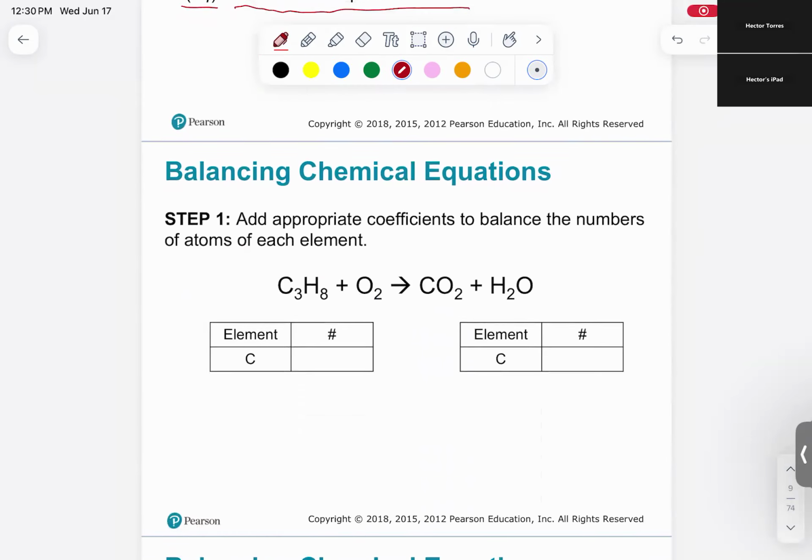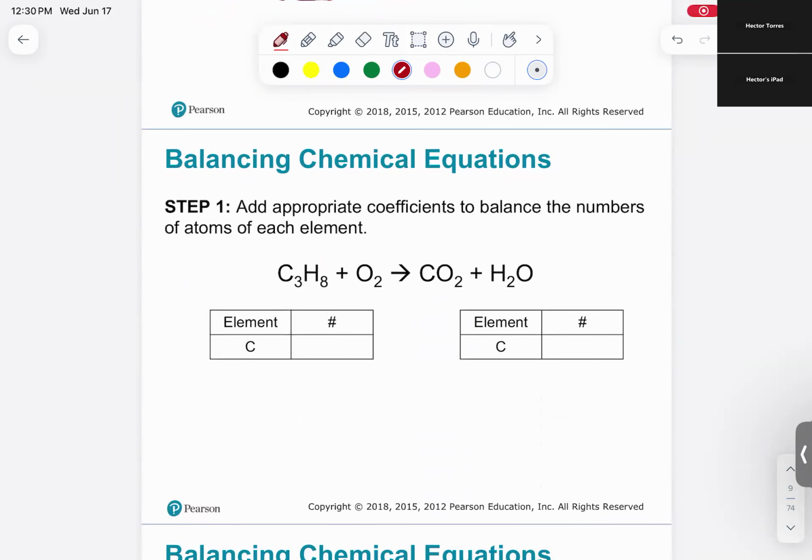Okay, so now let's look at another example. In the PDFs, it has steps on how to go about balancing an equation. And I really like the steps and how she did it because it walks you through it very well. So we're going to use one of her examples. On the left side, we can see we have our reactants, and on the right side, we have our products. So let's go step by step.